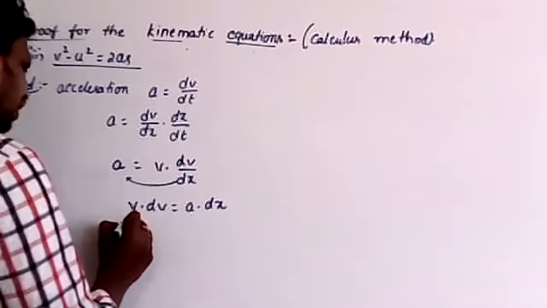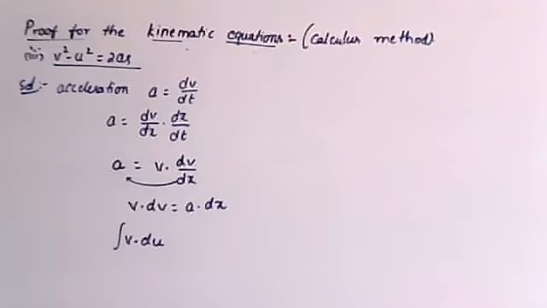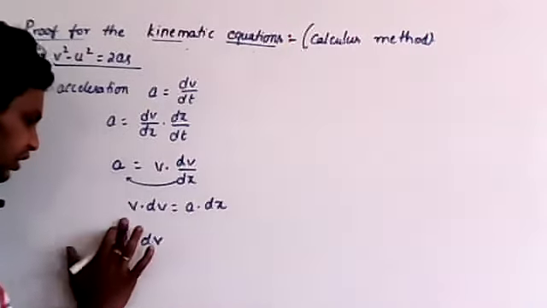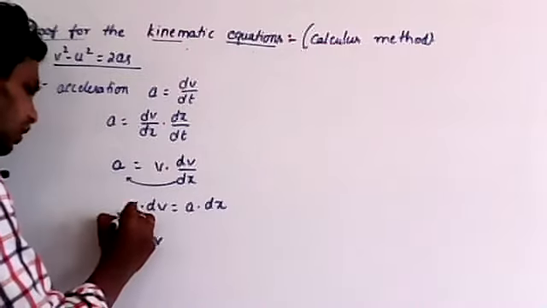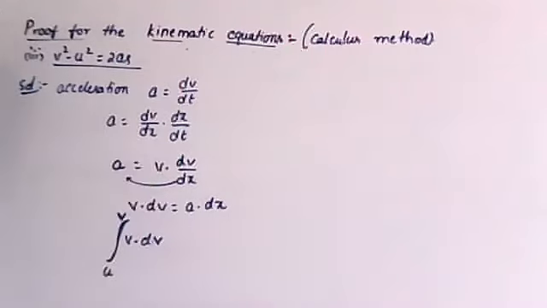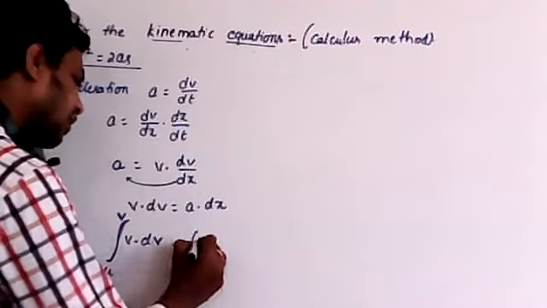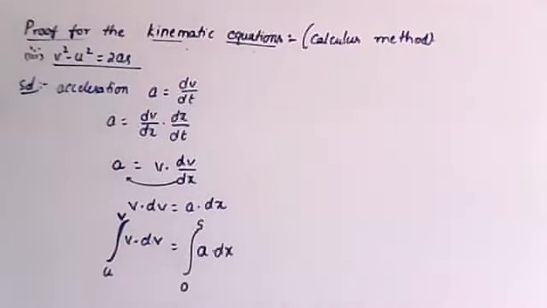Now if you integrate on both sides, integration of v into dv, I will take the limits as initial velocity u, final velocity v. That is equal to integration of a into dx, where I will take the initial limit as 0 and s. Now will you solve it? Solve it.